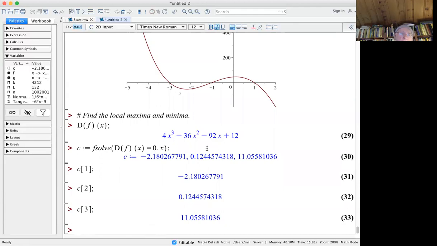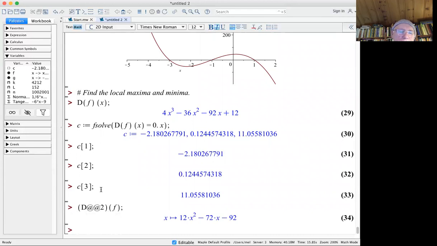What did you learn in calculus about local minima and maxima? If the first derivative is 0 and the second derivative is positive, you have a local minimum. If the first derivative is 0 and the second derivative is negative, you have a local maximum. So let's take the second derivative. Oops. Where's the second derivative? D at 2, that means take the second derivative of f. It's that function.